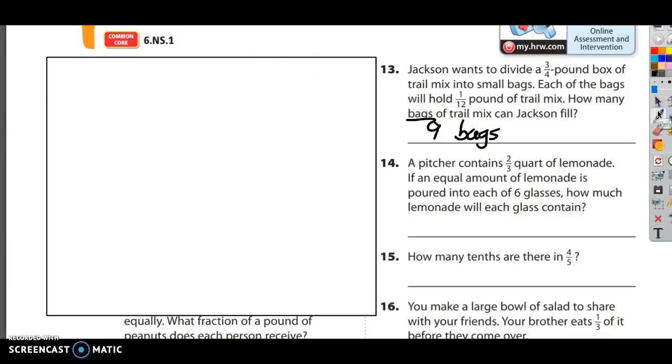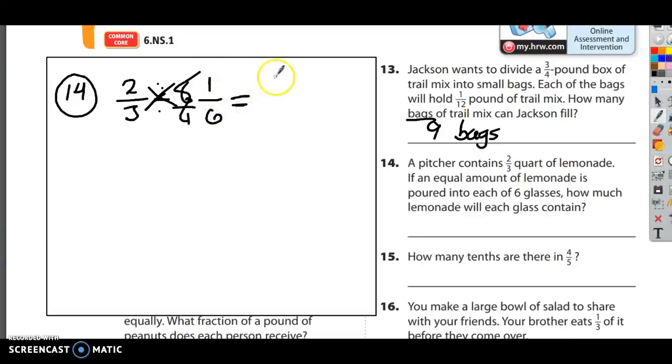Number 14. A pitcher contains 2/3 quart of lemonade. If an equal amount of lemonade is poured into each of 6 glasses, how much lemonade will each glass contain? So we're going to take 2/3 of a quart of lemonade. We're going to divide that by 6 glasses. That's the same as dividing by 6 over 1. Then that's the same as multiplying by its reciprocal of 1 over 6.